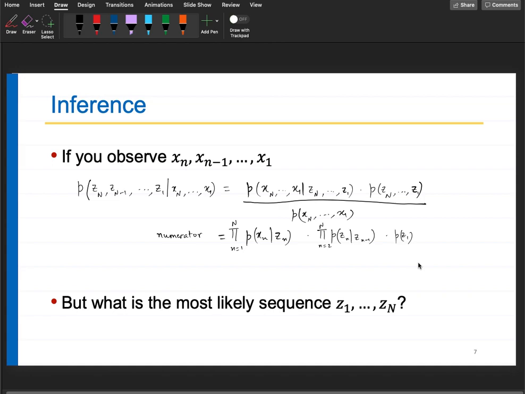Now this question is important. How do you estimate the most likely sequence Z1 to Zn? This is not trivial. I am not asking you for one season. I am asking you for the entire evolution of the season, the entire trajectory of the season. This is a difficult problem. How will you solve it?